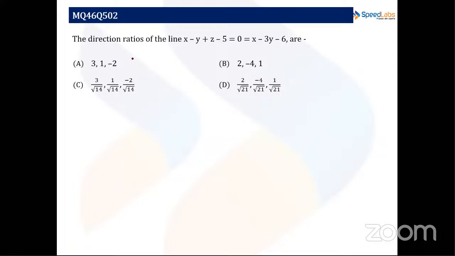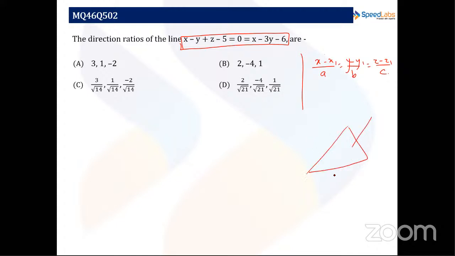Our next question is, the direction ratios of the line are. See, in this case, we are given the equations of two planes. We know that the general equation of a line is in the form of (x minus x1) upon a equals (y minus y1) upon b equals (z minus z1) upon c. But we also know that if we are having two planes like this, when these two intersect, then this line will pass through them. So a line always passes through the intersection of two planes.